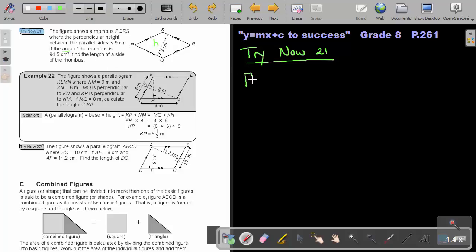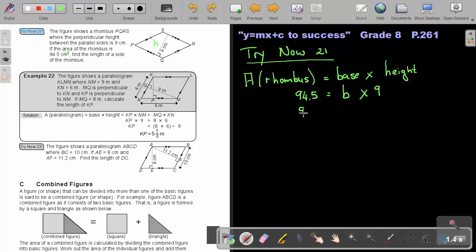Start with the formula. The area of a rhombus is going to be base times height. So basically, I have the area and I fill it in, 94.5. And if I look, I don't have the base, but I have the height. What will be the height? The height will be 9.